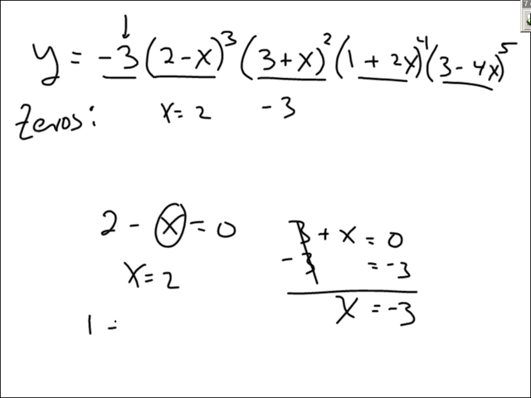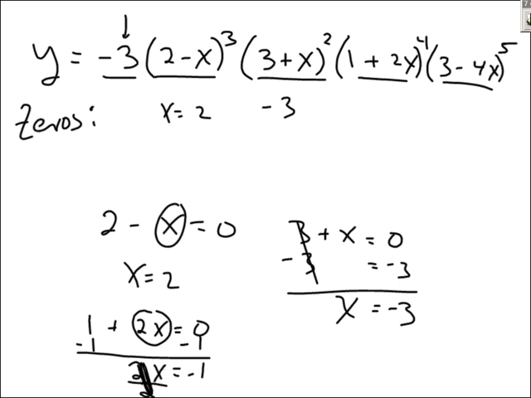1 plus 2x is 0. I hope you know that that's negative 1. If you don't, take it away and you'll conclude that 2x is negative 1. Divide the left side by 2, you just get x. Divide the right side by 2, get negative a half. That's another 0. Negative 1/2.